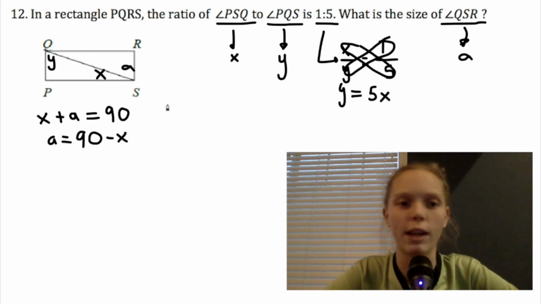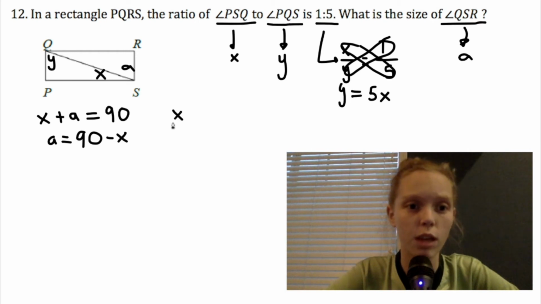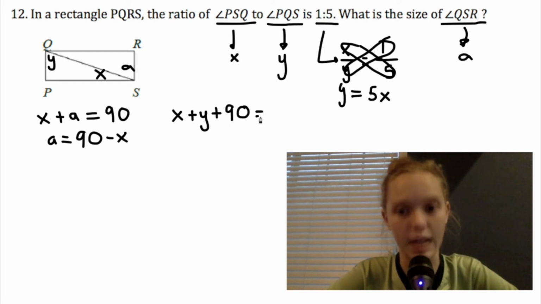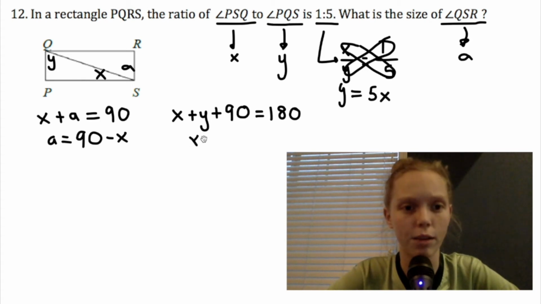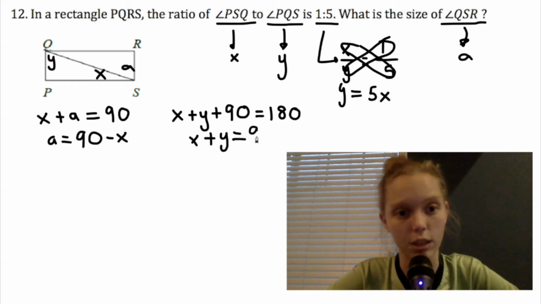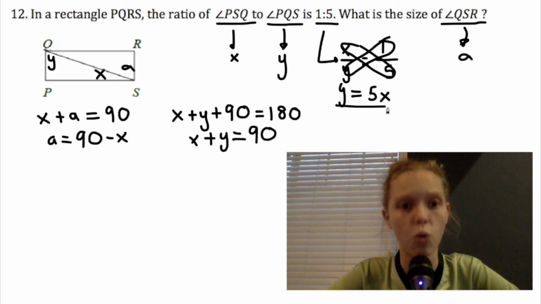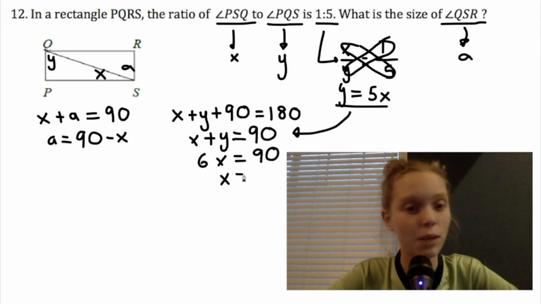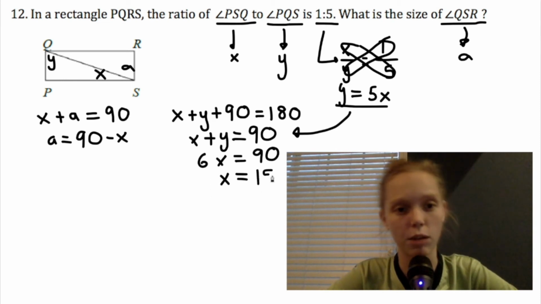Let's relate y and x geometrically. We know that x plus y plus 90 degrees is going to equal 180 degrees because there are 180 degrees in a triangle. This means that x plus y is going to equal 90 degrees. Now, we can substitute in y equals 5x to get that 6x is equal to 90 degrees. We divide both sides by 6, and then we get that x is equal to 15 degrees.